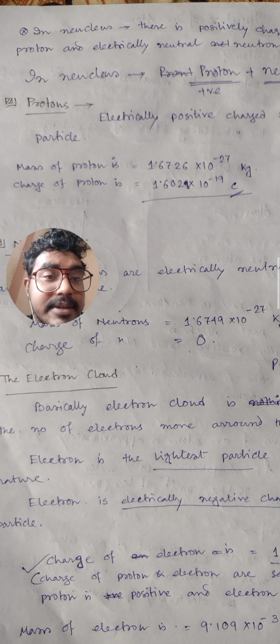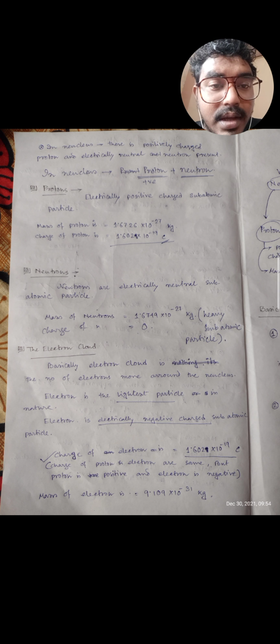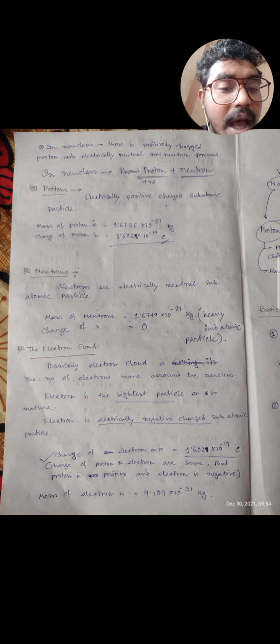Now we move to the neutron. What is a neutron? A neutron is an electrically neutral subatomic particle. The mass of a neutron is 1.6749 into 10 to the power minus 27 kg, which makes it the heaviest subatomic particle, and the charge of a neutron is 0.